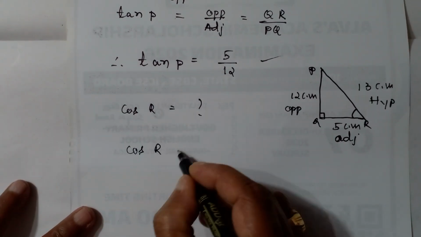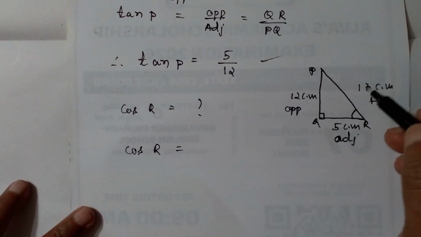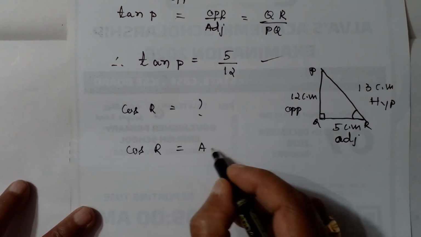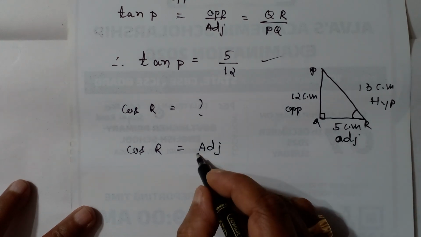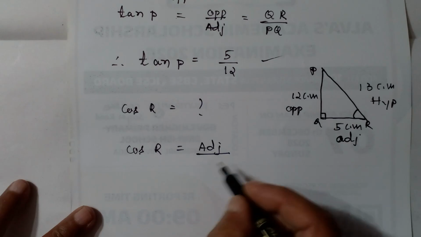Okay. Now we need to take the word tan or cos R will be what? Cos R, that is the ratio. Very simple: adjacent by hypotenuse. You should learn the ratios clearly. If you learn those ratios correctly, surely you will get good marks.